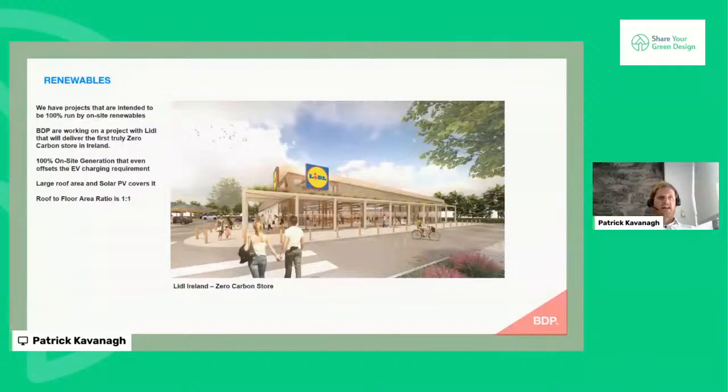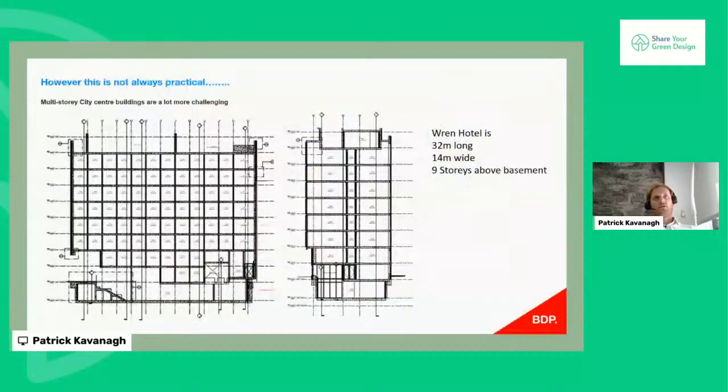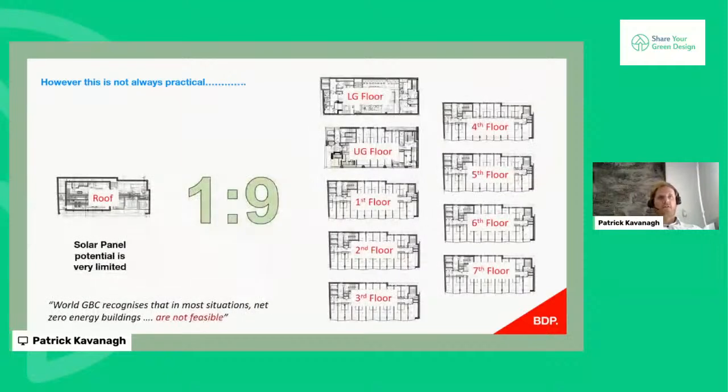But what this project has that many don't is a roof to floor area ratio of 1:1. That is obviously not always practical. In multi-storey city centre buildings like the Ren Hotel, which I've shown sections of here, it's a lot more challenging. With the Ren, we have a 32 metre long, 14 metre wide and 9-storey above basement project. So your solar panel potential is very limited, with a ratio of only 1:9.